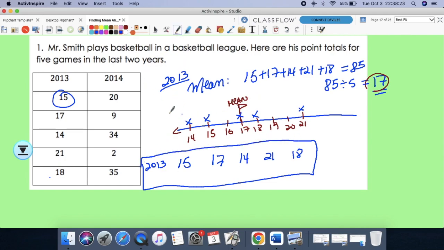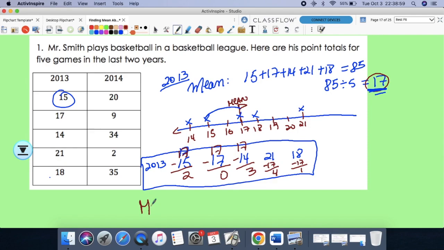So now our mean was 17, so don't forget. We're going to put 17 on top. We're going to subtract. So 15 to walk to 17, how many steps is it? I'll change colors. I'm going to do 17 minus 15, which is 2. And then 17 minus 17, which is 0. 17 minus 14, which is 3. 21 minus 17, which is 4. And 18 minus 17, which is 1.